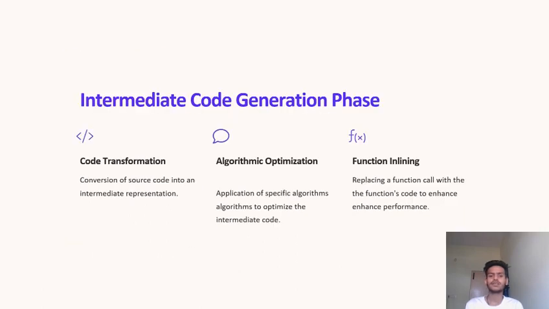Intermediate code generation phases. Code transformation, algorithm optimization, function inlining. Now conversion of source code into an intermediate representation, application of specific algorithms to optimize the intermediate code, replacing the function call with the function code to enhance performance. Let's move to the next slide.